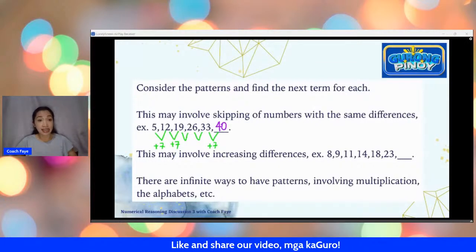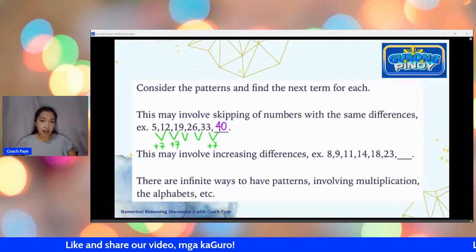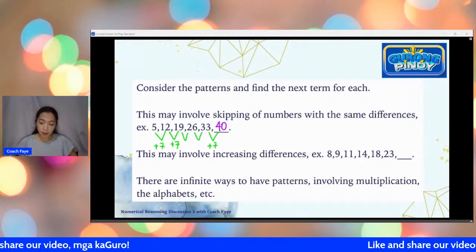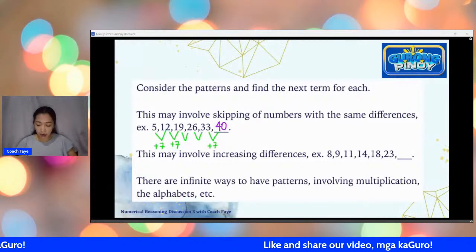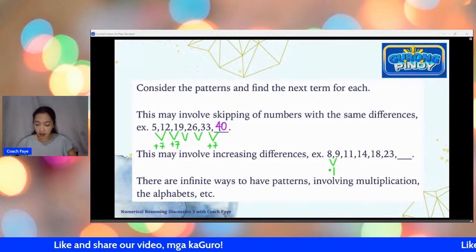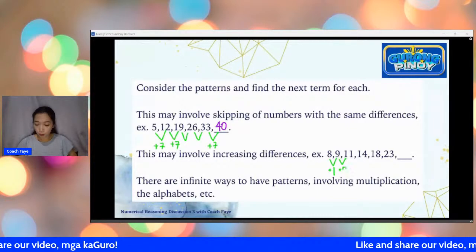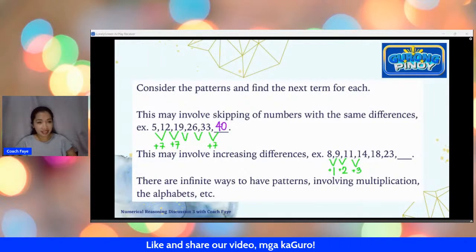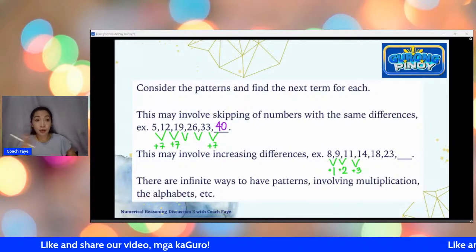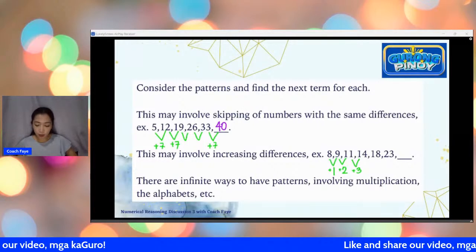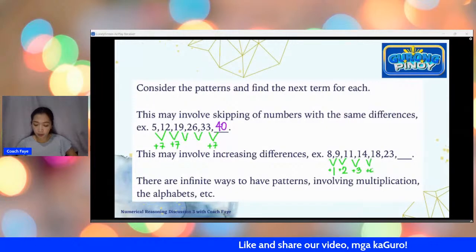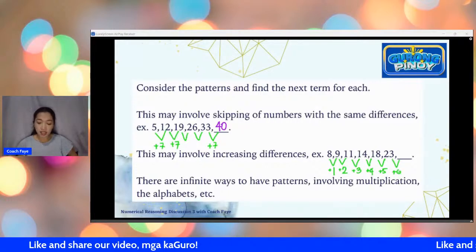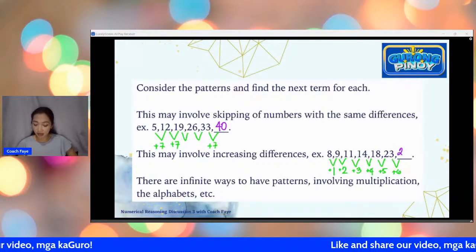How about the next number, where the differences are increasing? In our example, from 8 it became 9, so plus 1. From 9 to 11, plus 2. From 11 to 14, plus 3. As you can see, the differences also increase. It is not just one number all the time. So because it is increasing, we expect that this is plus 4, this will be plus 5, and this has to be plus 6, which means that the number we are expecting here is 29.